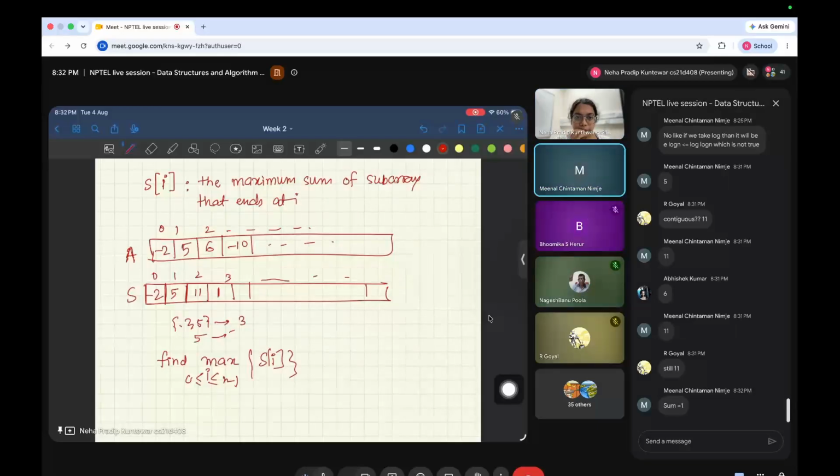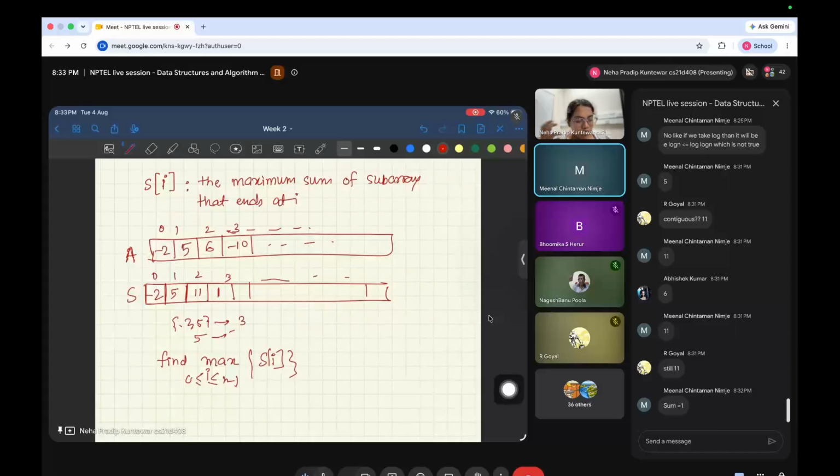Hello, ma'am. I have a doubt. When we are taking index 1, we took the maximum from 3 and 5. But in index 3, we are taking 1, but it should be 11 now. In index 1, we took the maximum element, 3 or 5.